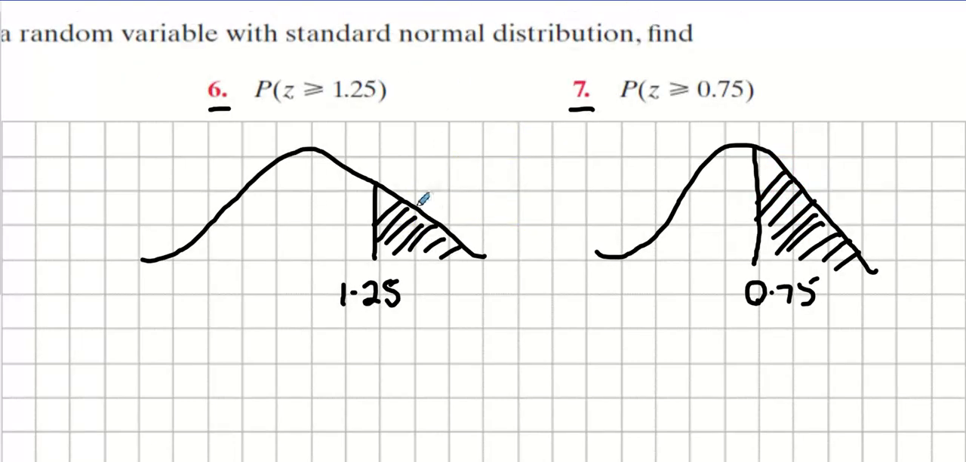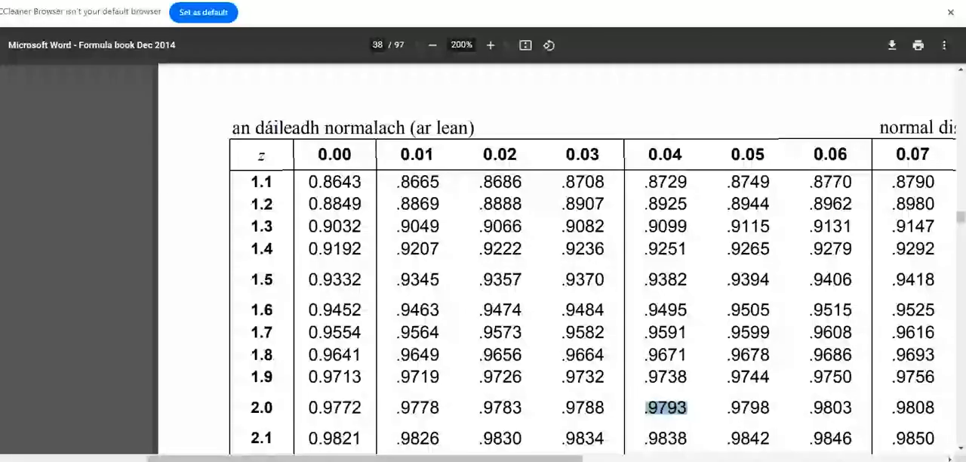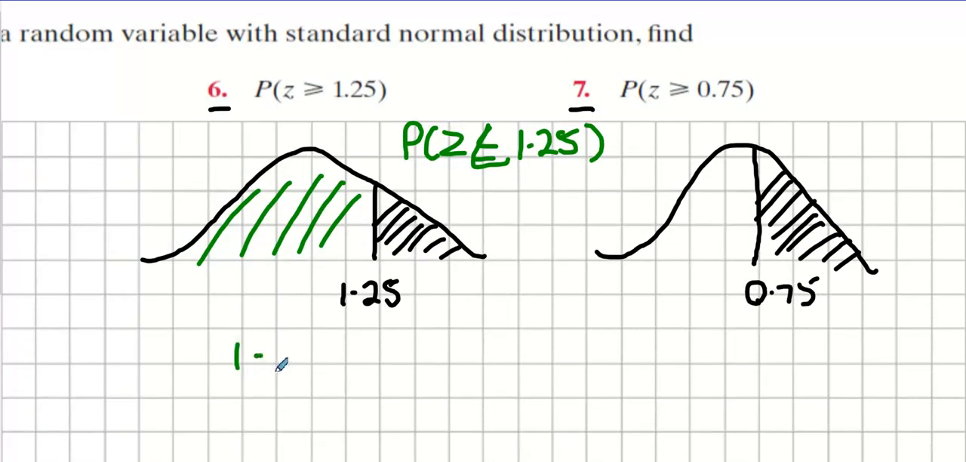So what I'm going to do is I'm looking for this black region. So the black region is technically 1 take away the green region. And the green region is the probability of Z being smaller than 1.25. So I go to my tables and I look up the probability of it being smaller than 1.25. And there it is there. 0.8944. So 1 take away 0.8944. And what do we get as the answer?